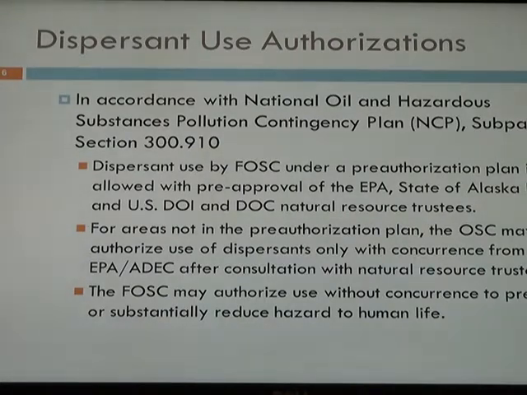For areas that are not in the pre-authorized plan, the on-scene coordinator may authorize the use of dispersants only with concurrence from the EPA and ADEC after consultation with natural resource trustees. However, the federal on-scene coordinator may authorize use of dispersants without concurrence to prevent or substantially reduce hazard to human life. And once that hazard has been eliminated, then we go back to the other two processes.